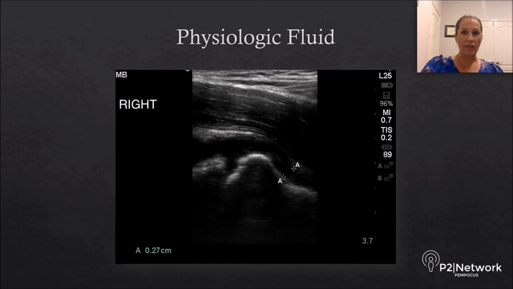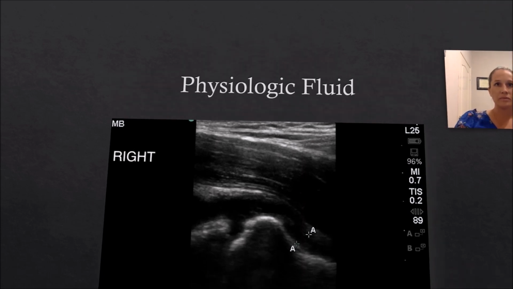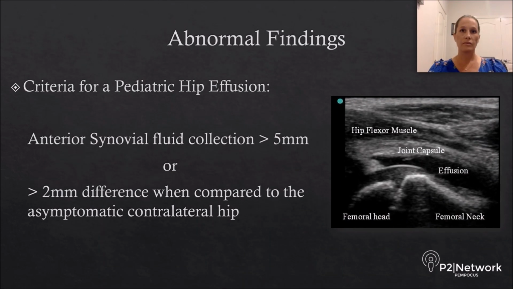Measure from the concavity of the femoral neck periosteum to the outer joint capsule at the posterior surface of the iliopsoas muscle. The sonographic criteria for a pediatric hip effusion is an anterior synovial fluid collection greater than 5 millimeters or a greater than 2 millimeter difference when compared to the asymptomatic contralateral hip. So a tip here: compare the asymptomatic hip for anatomy and joint space measurement.